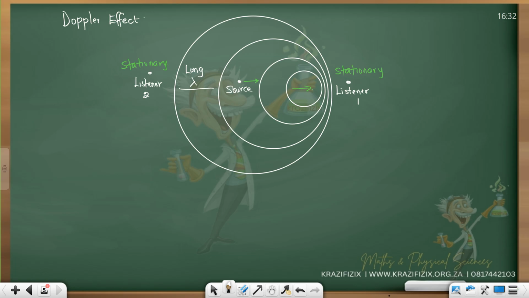And at this point, I'm going to have what? A short wavelength. Because the waves are reaching listener 1 more quickly than listener 2. Please let me know if you get this whole idea that these are called wavefronts. Wavefronts. The wavefronts are reaching listener 1 quickly.